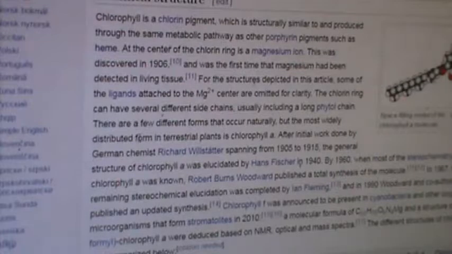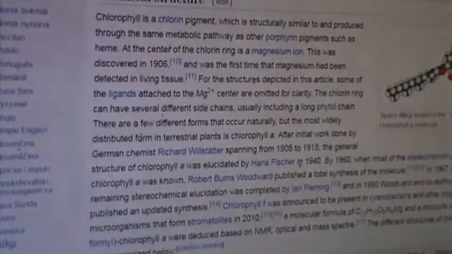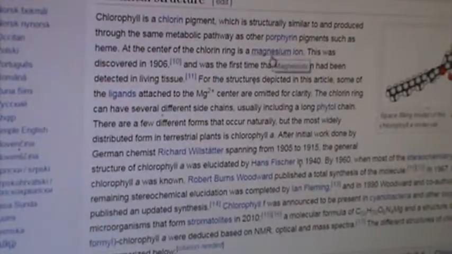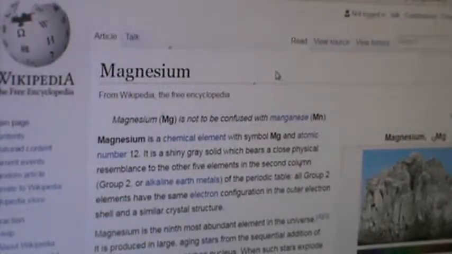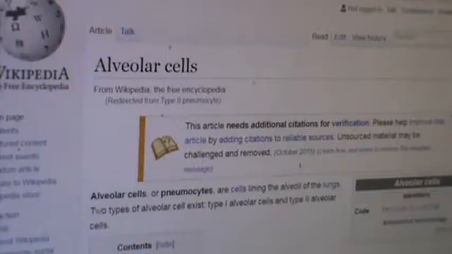And it's got a magnesium at the center, right? Yeah, a chlorin ring with a magnesium ion. I'm just curious what the difference is between magnesium and iron. Alright, we've done a pretty good job today.